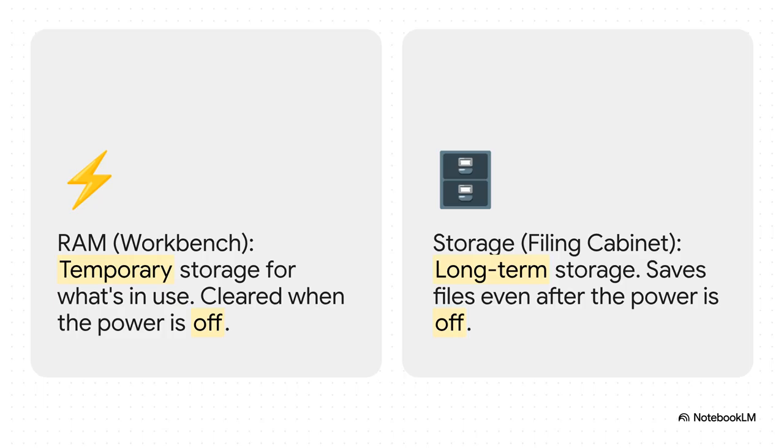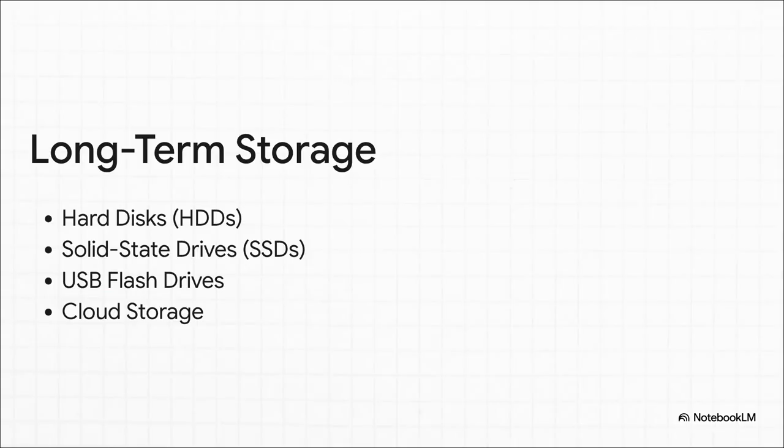You use the super fast workbench while you're working, but when you're all done, you hit save, and that file gets put away in the filing cabinet for safekeeping. And that filing cabinet comes in a lot of different shapes and sizes. Older computers use those mechanical hard disk drives with the spinning disks inside. But most modern computers use solid-state drives, or SSDs, which are way faster because they have no moving parts.